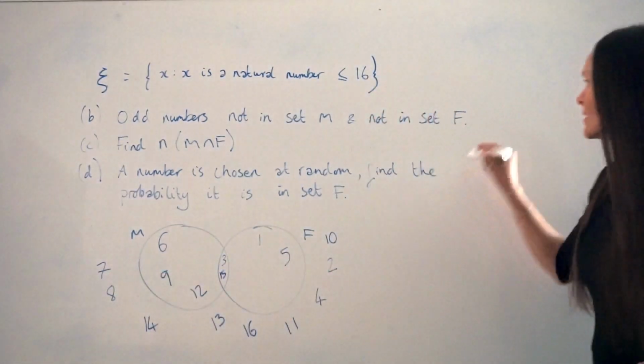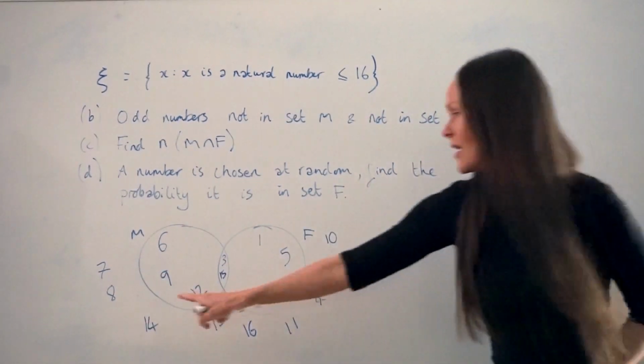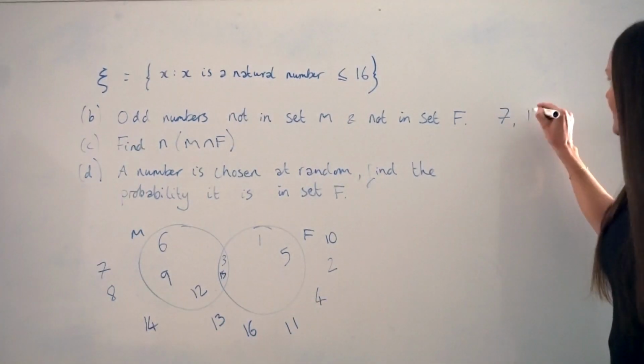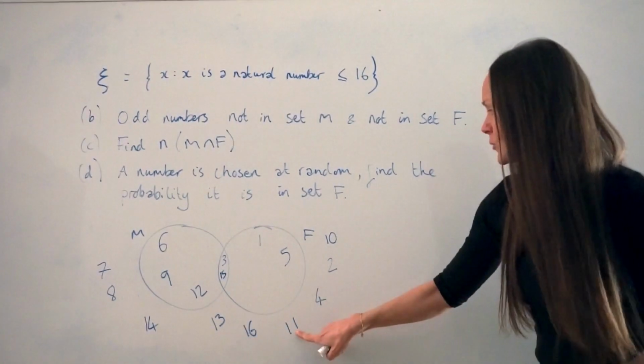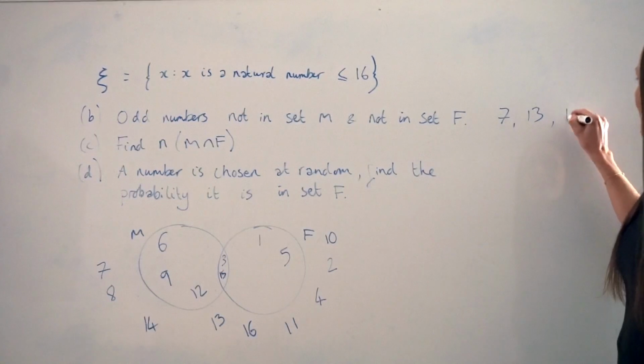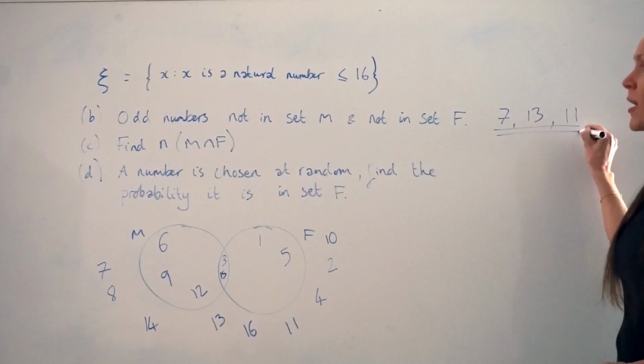7 is an odd number, so there's the first one. 13 is an odd number, so there's another one. 11 is also odd, and that's it. Okay, so they are the odd numbers for part B.